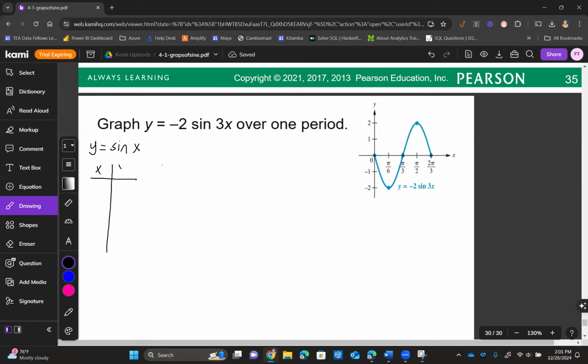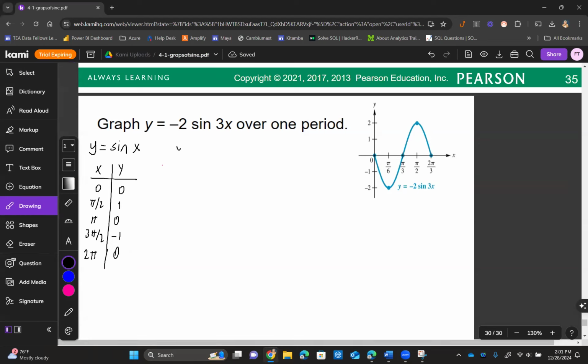I need an x value and I need a y value. And I always need my same 5 angles: 0, pi over 2, pi, 3 pi over 2, and 2 pi. And then I'm going to evaluate my sine function for these 5 angles. Sine of 0 is 0, sine of pi over 2 is 1, sine of pi is 0, sine of 3 pi over 2 is -1, and sine of 2 pi is 0.